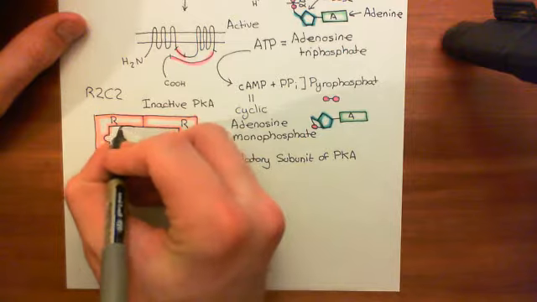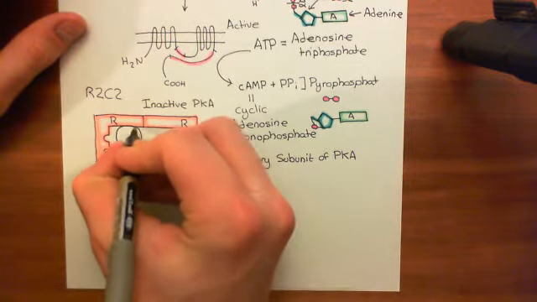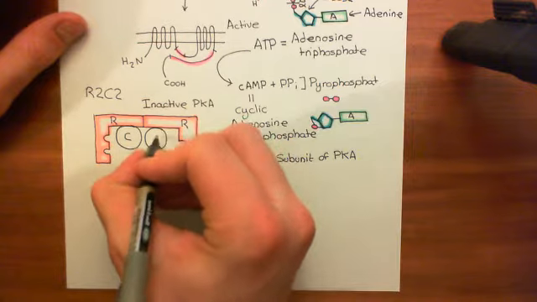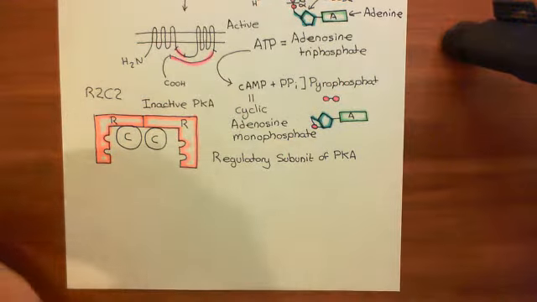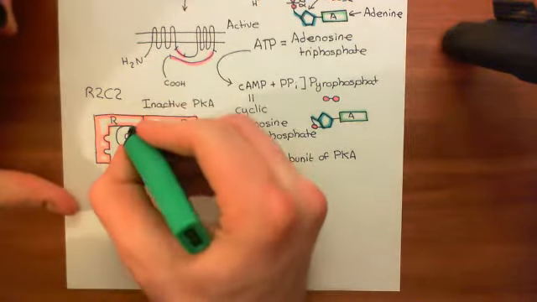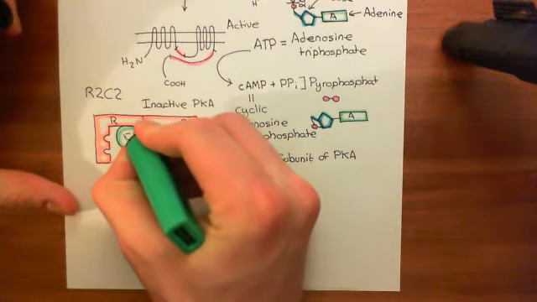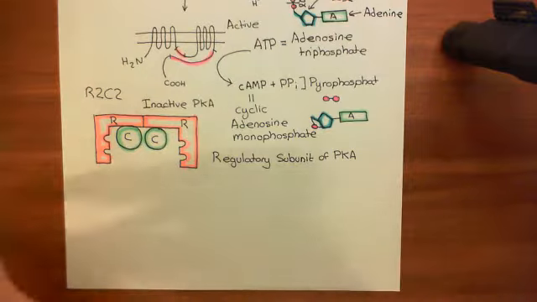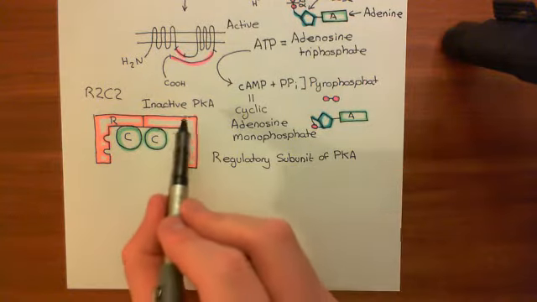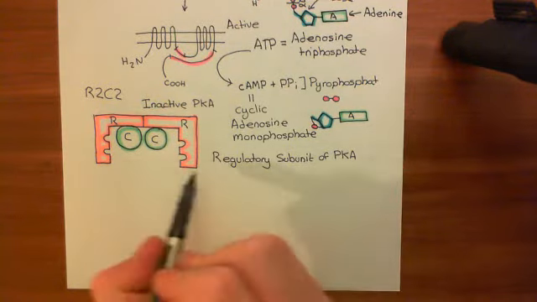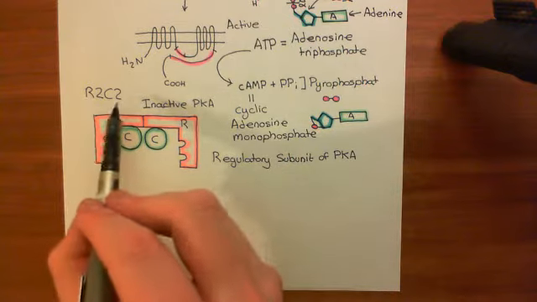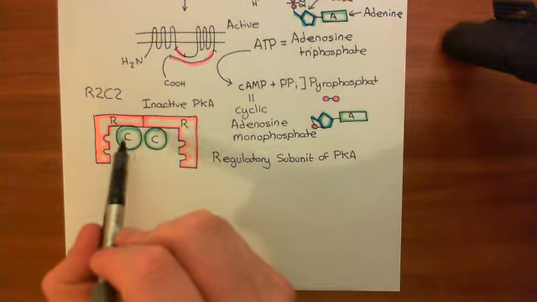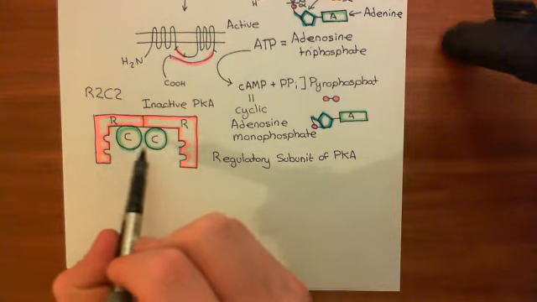And basically, the regulatory subunits sequester another subunit called the catalytic subunit of protein kinase A, which I'll show here in green. Okay, so in green, these are the catalytic subunits of protein kinase A. So, in the inactive form, protein kinase A assembles one of these R2-C2 complexes. So you have these two regulatory subunits bound together, and then each of them has a catalytic subunit bound to them.